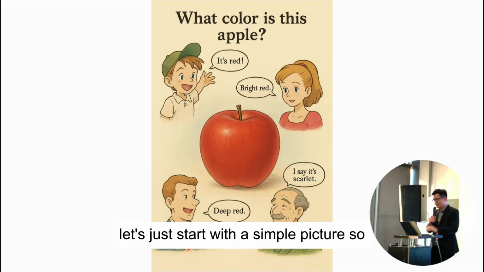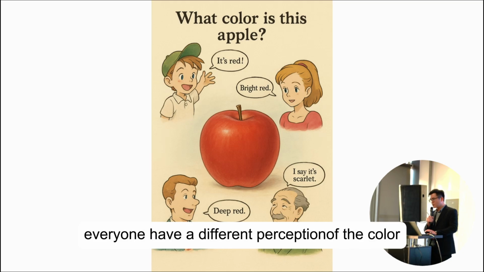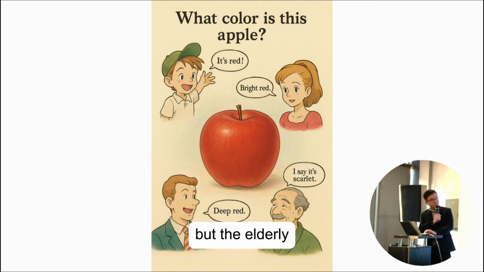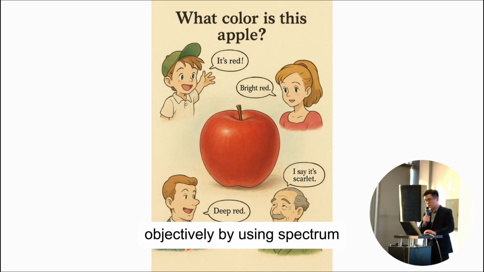Let's just start with a simple picture. You can see on the picture that everyone has a different perception of the color of an apple. The young boy in the picture says it's red, but the elderly says it's scarlet. But in the industry, we define color objectively by using spectrum, assigning color names or codes that correspond to the spectral data.